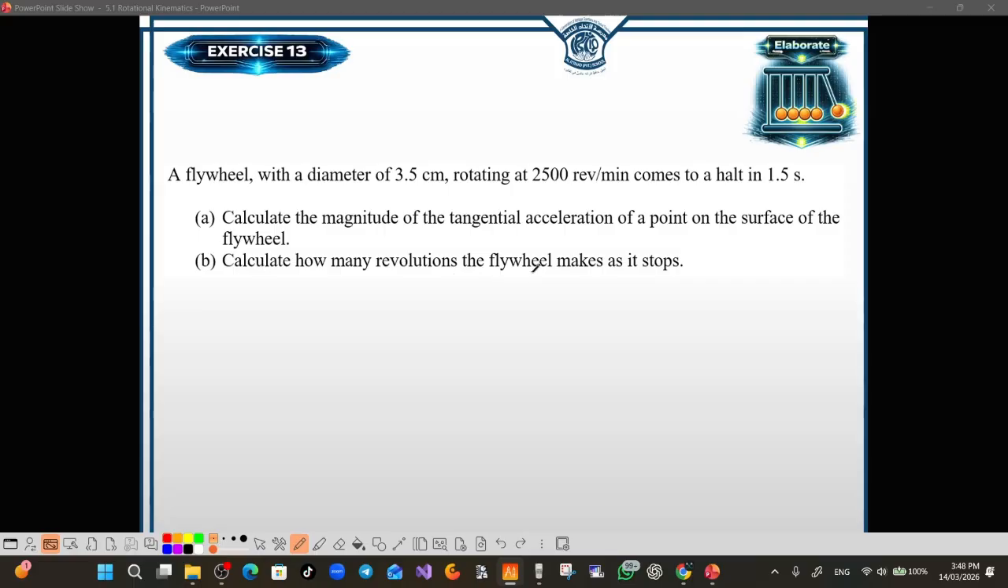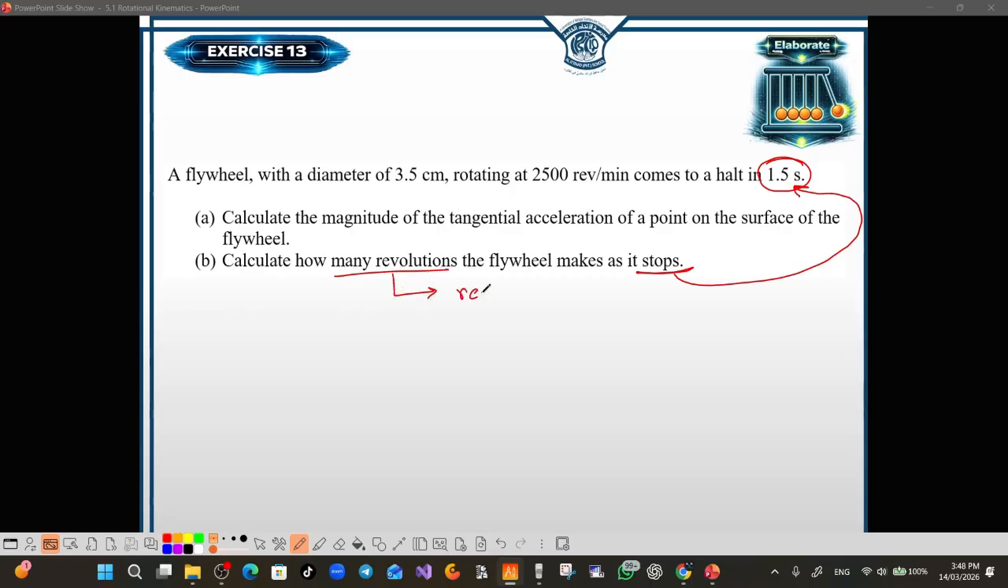Calculate how many revolutions the flywheel makes as it stops. So remember, in order to stop the flywheel, we will need to apply an angular acceleration during 1.5 seconds. Now we know that the number of revolutions is directly related to the delta theta.